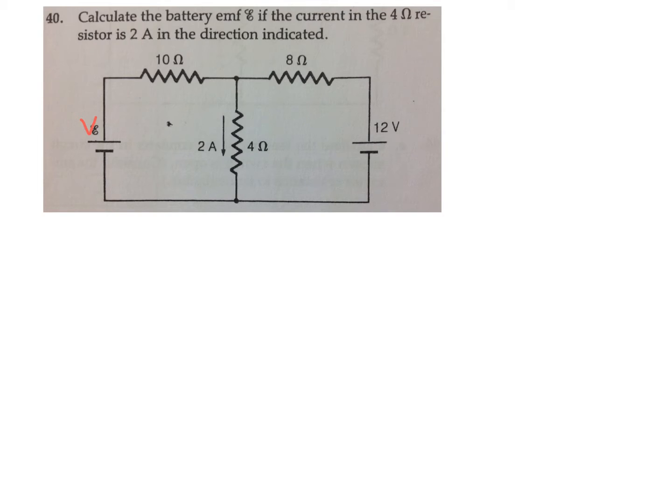But if you've done enough of these, what you'll notice first off is in this middle branch, in our two junctions, there's a junction spot here at the top. I'll call that point A. And then at the bottom, point B. If I'm going from point A to point B, there's 2 amps of current. And since V equals IR, Ohm's law, 2 times 4, we know that this resistor here in the middle is 8 volts.